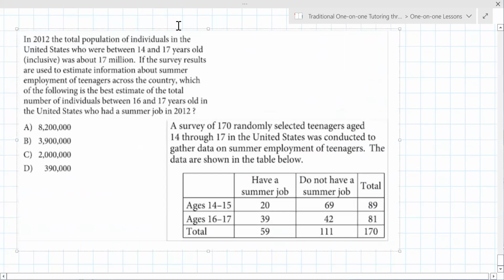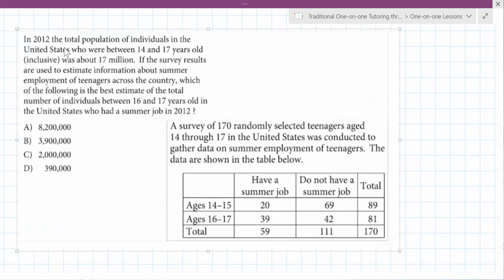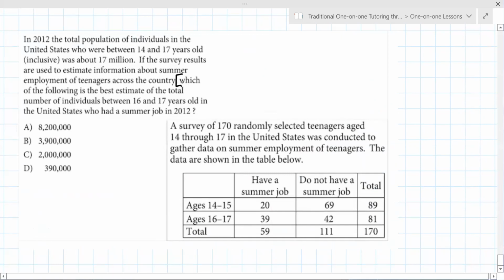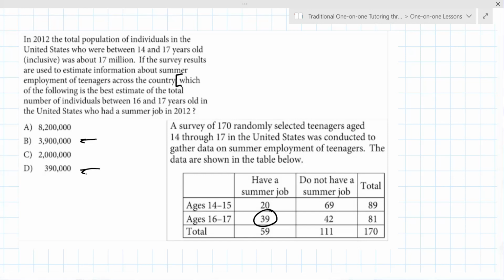It says which of the following is the best estimate of the total number of individuals between 16 and 17 years old in the United States who had a summer job in 2012? Where is that number in the table? Total number of individuals between 16 and 17 that had a summer job is 39. Okay. So 39, well, that means it's probably either B or D. How do we decide between them?